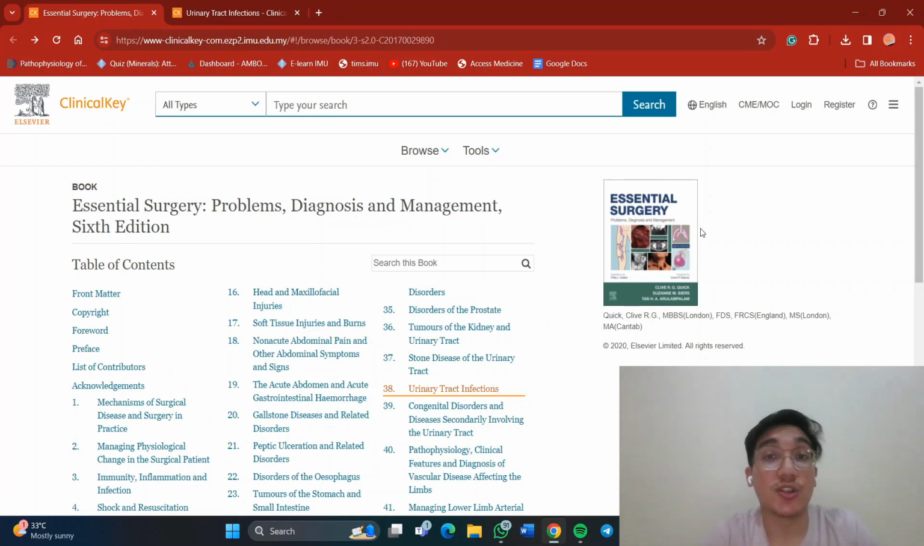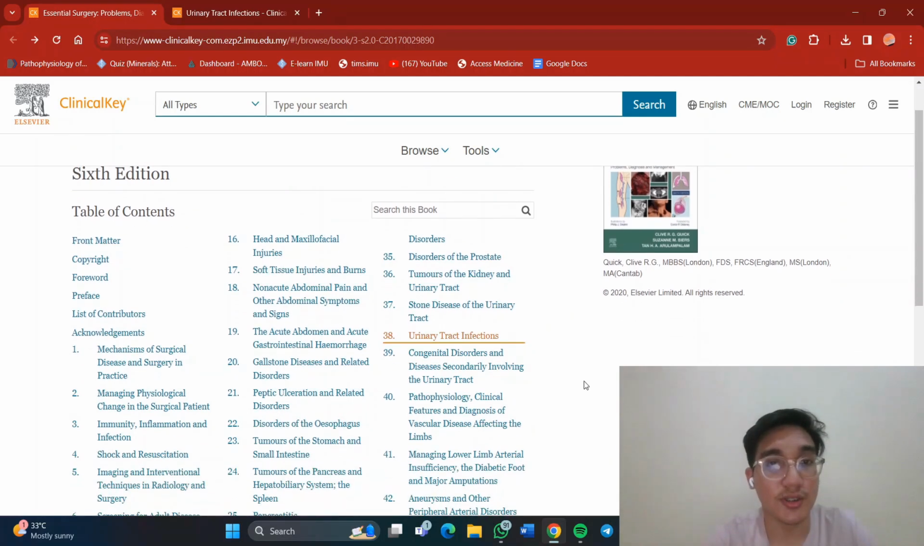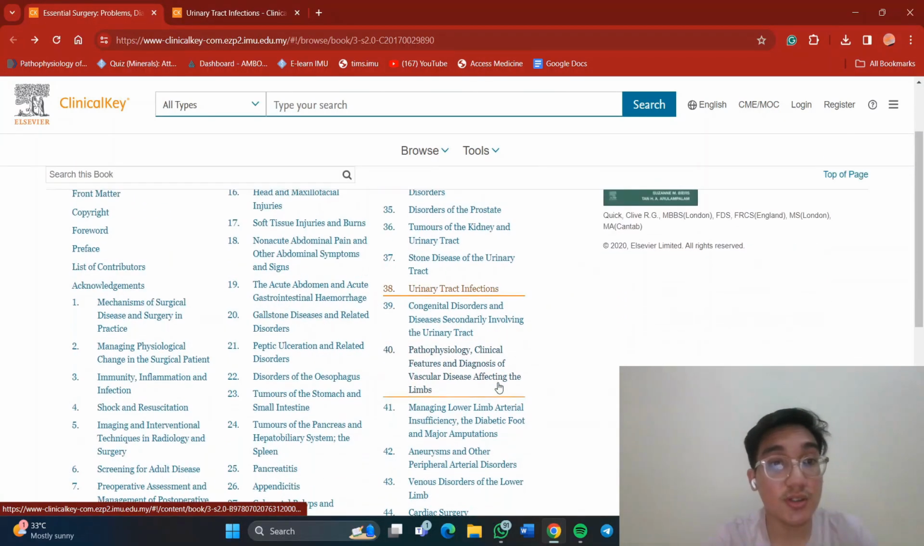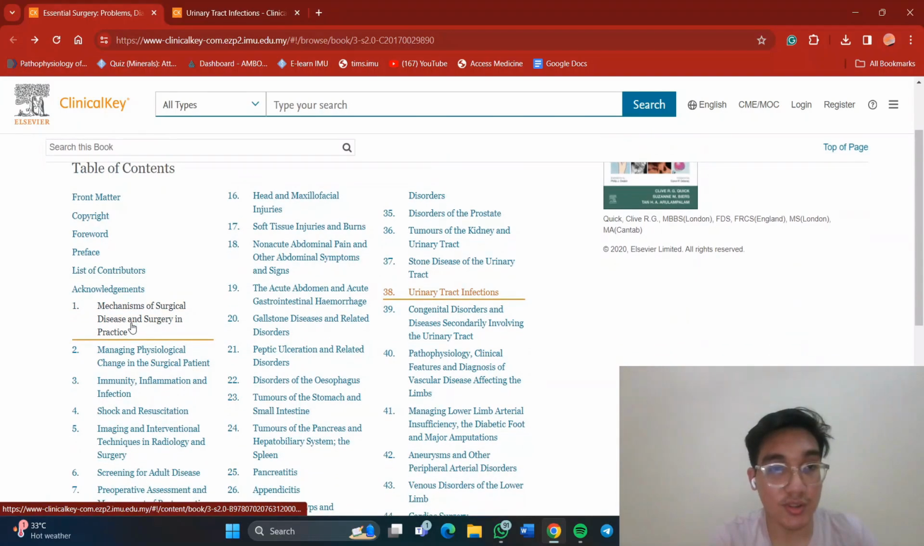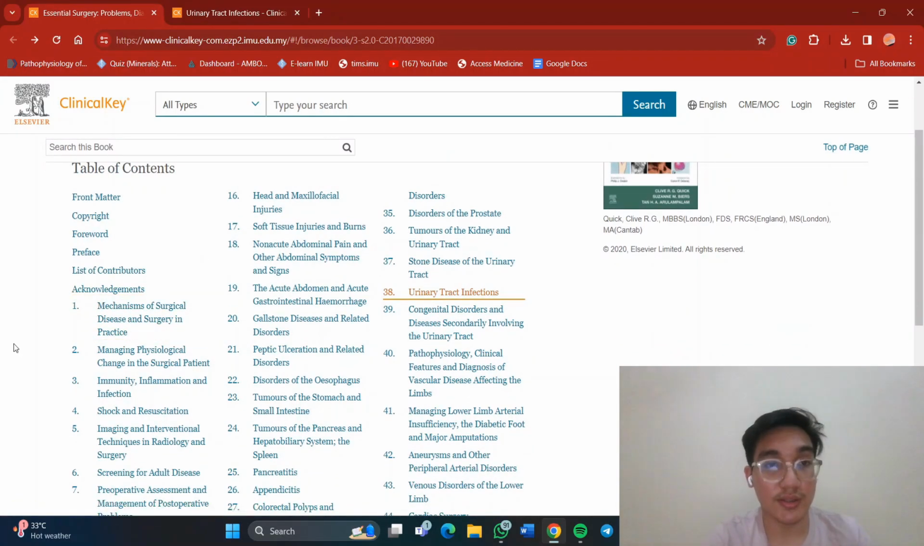So today, I'm going to make a review of the book titled Essential Surgery: Problems, Diagnosis, and Management, 6th edition, which is written by Cliff R.G. Quick, Susan M. Sears, and Tenha Arolam Palam. Here, as you can see, the book starts with the front page, the copyright, the foreword, the preface, and also the contributors or the writers.